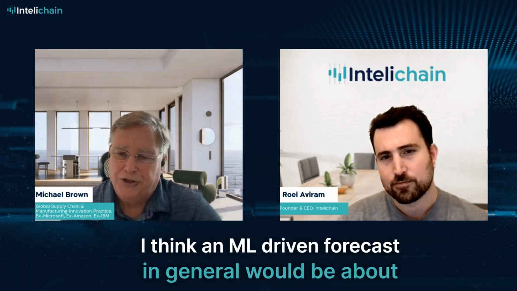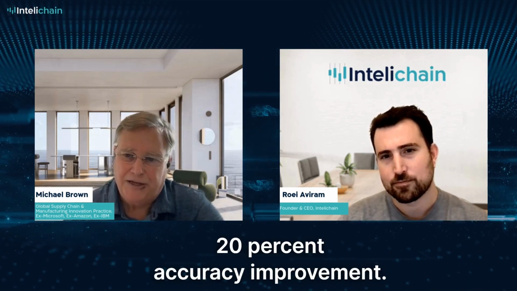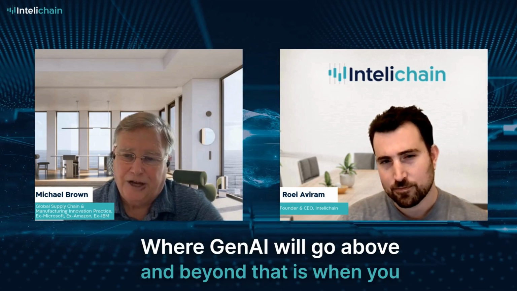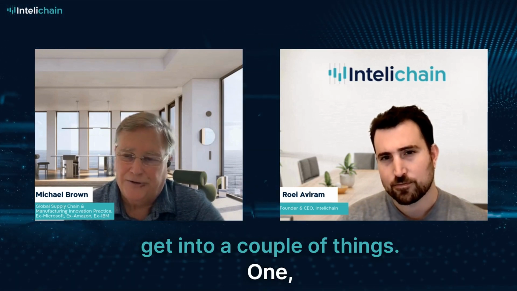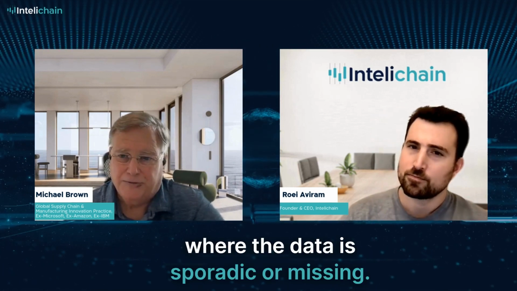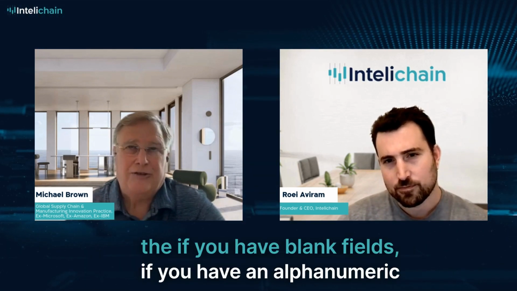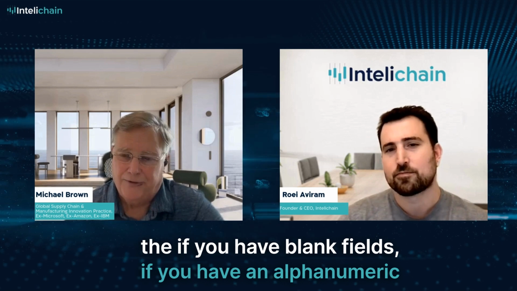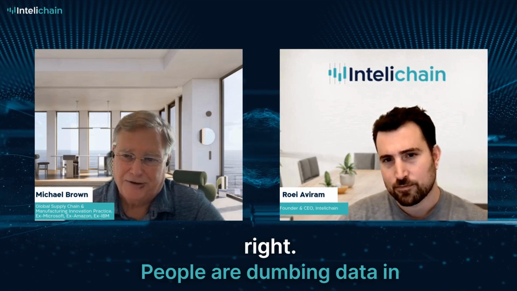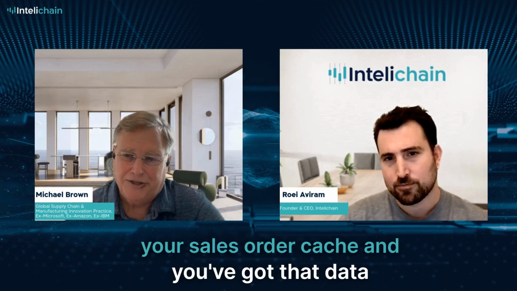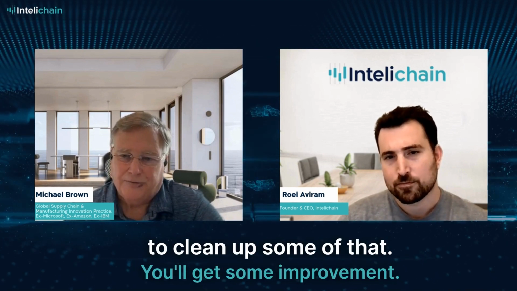In the past, I think an ML driven forecast in general would be about a 20% accuracy improvement. Where Gen AI will go above and beyond that is in a couple of things. One, where the data is sporadic or missing. Sometimes you have blank fields, or an alphanumeric where you're supposed to have numeric data. People are dumping data in your sales order capture and you've got bad data. Cleaning up some of that, you'll get some improvement.